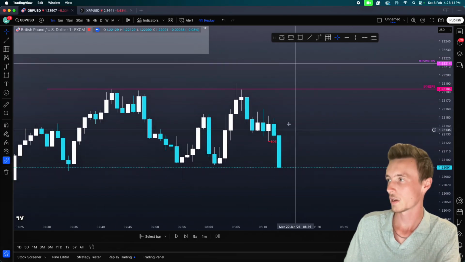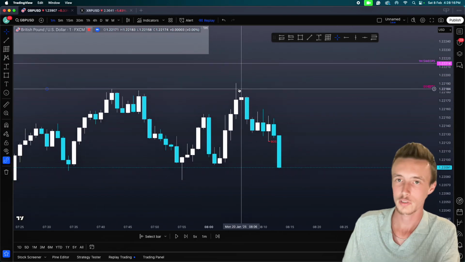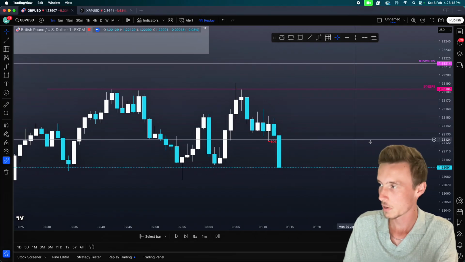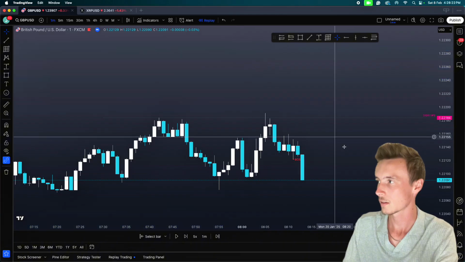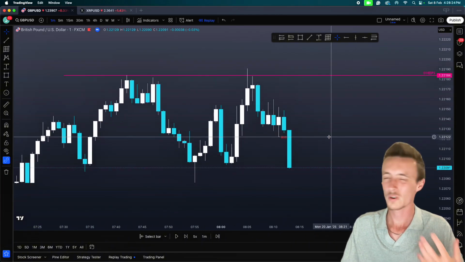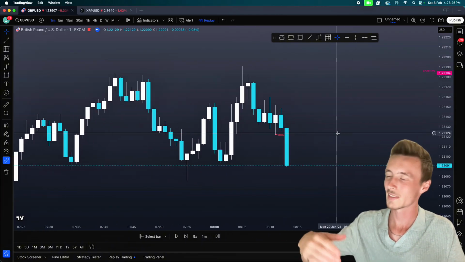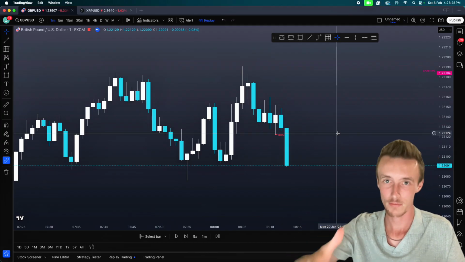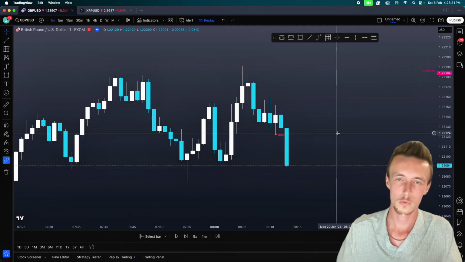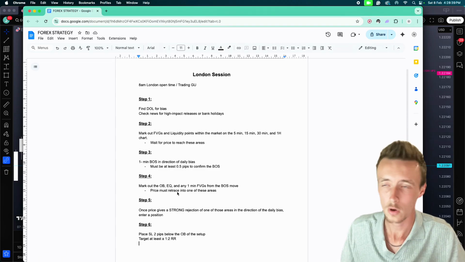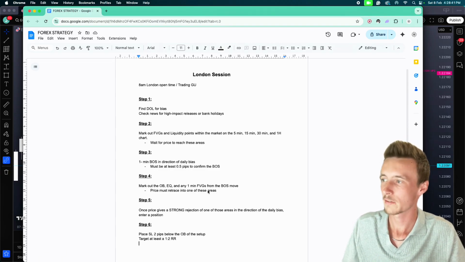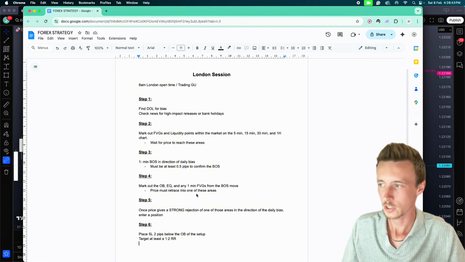Pretty much at this point, if I get a sweep or entry into the fair value gap and the break of structure to the downside, I like to just clean up my charts by getting rid of these other areas in the market, because we're not paying too much attention to them anymore. Unless price reverses against us and invalidates a trade, then we'll look to put them back. For now though, we will move on to step 4, which is marking out the order block, the equilibrium level, and any 1-minute fair value gaps from the break of structure move.